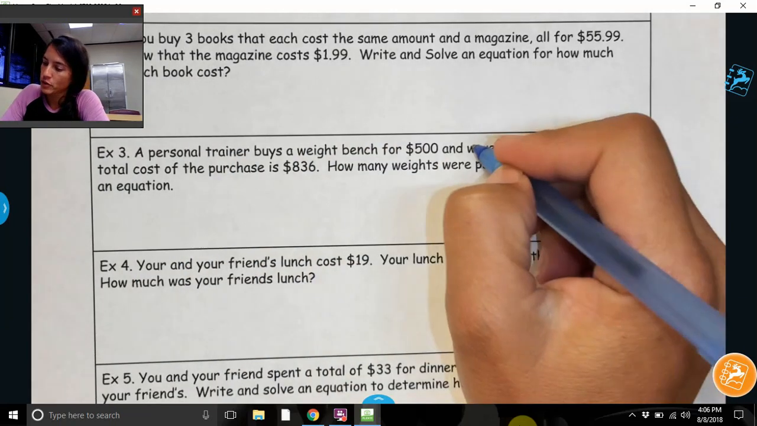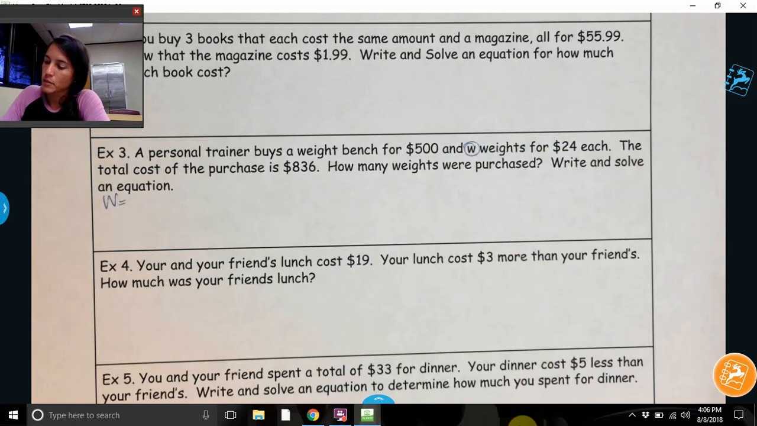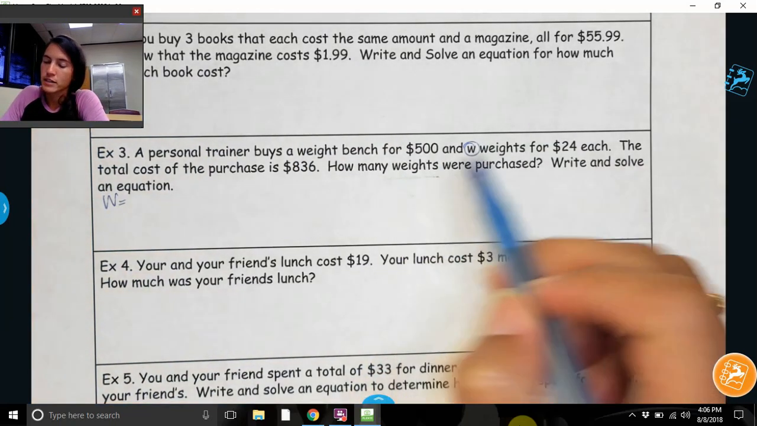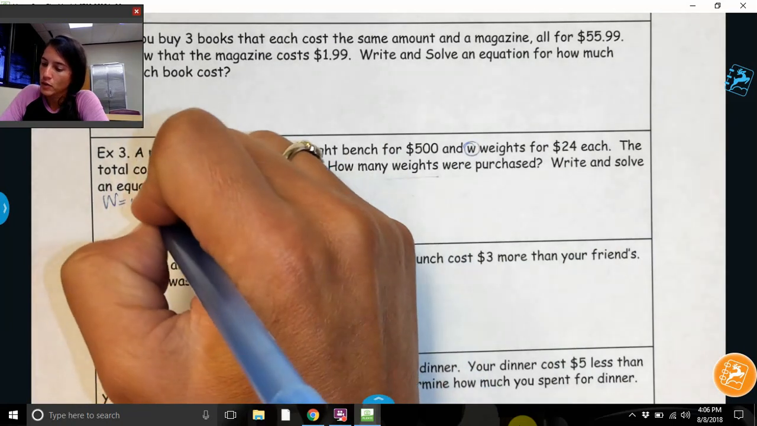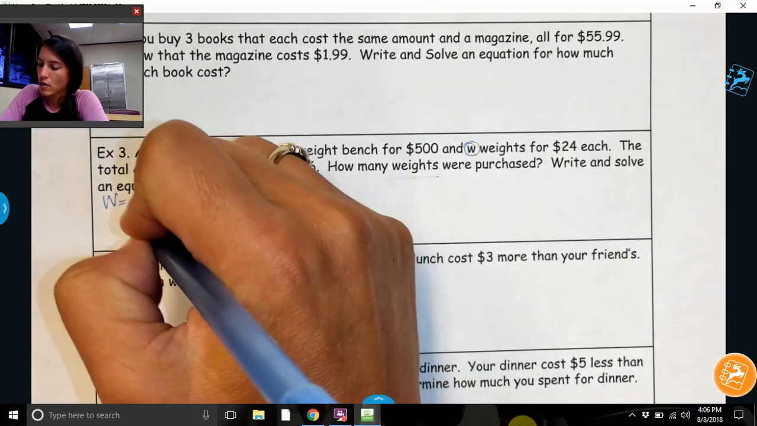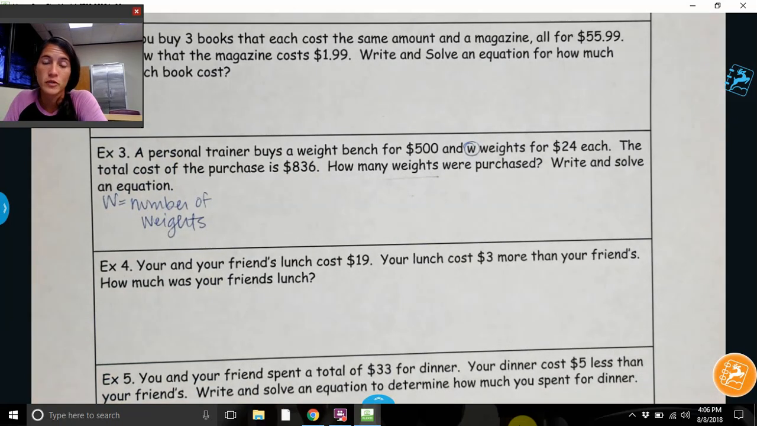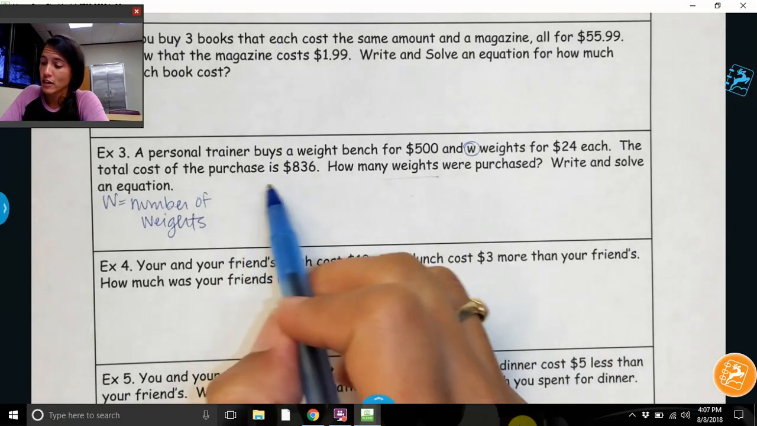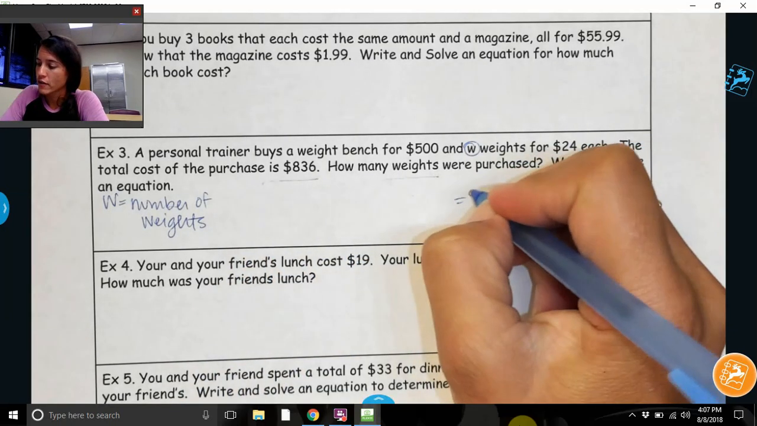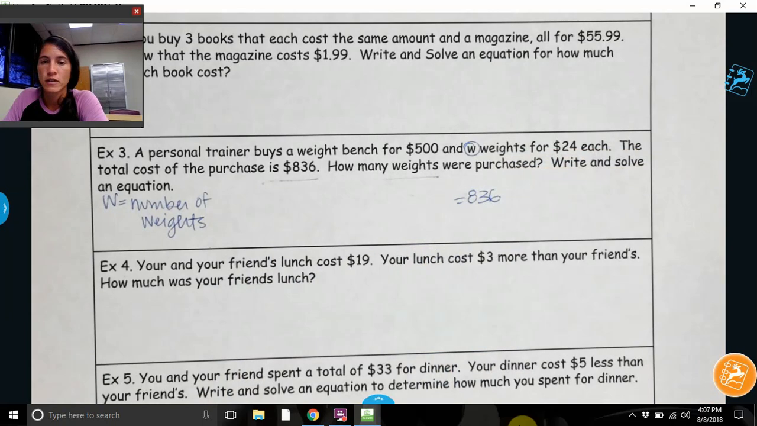So we're going to define our variable, and it already told us weights. W stands for how many weights, not the cost, but the number of weights. We always want to define our variable. It just helps us keep organized, and it lets us know what we're talking about. Find the answer. Find the total. How much money did a personal trainer spend? And it's right here. Total cost of $836.